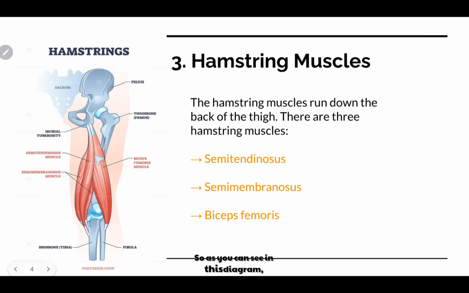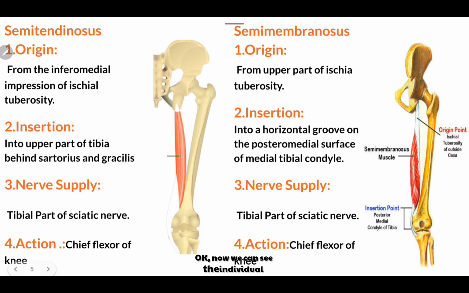As you can see in this diagram, this is the biceps femoris. This is the bulky muscle, the biceps femoris. This is the semitendinosus, and this is the semimembranosus. Now we can see the individual description of each muscle. Semitendinosus. As you can see, this is the semitendinosus muscle. The origin is in the, what is this? This is the ischial tuberosity of hip bone.